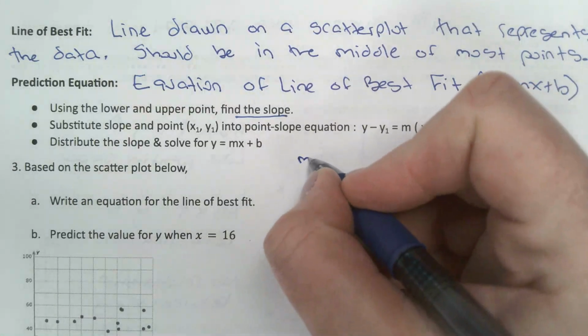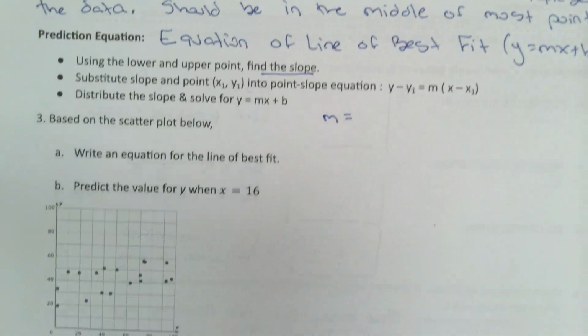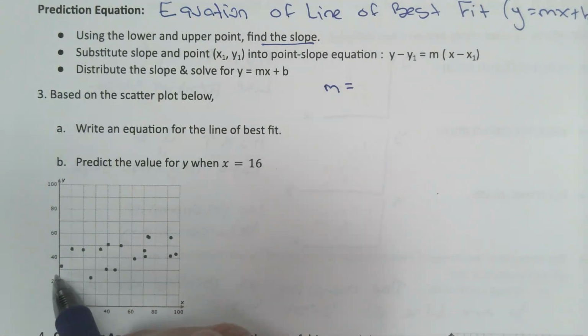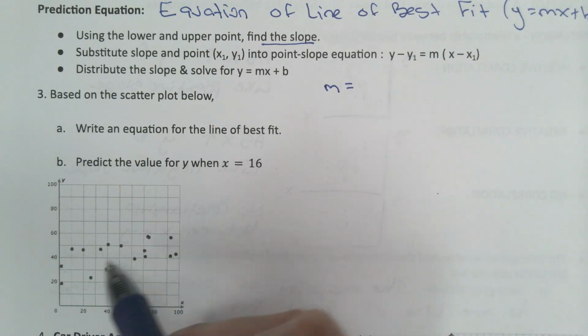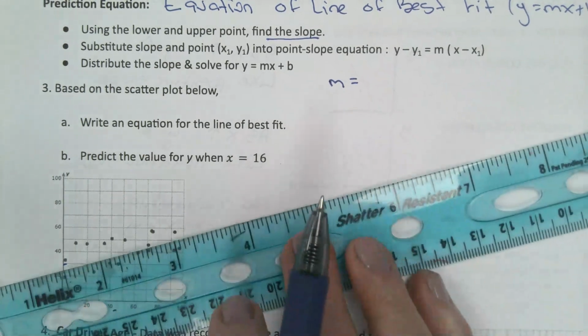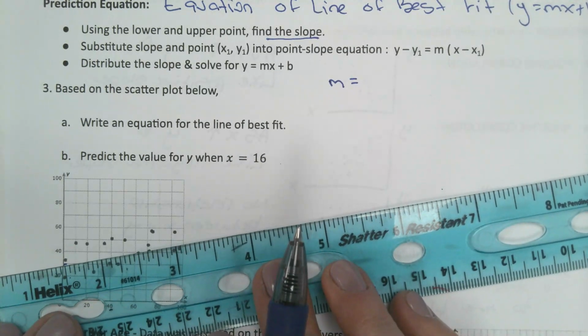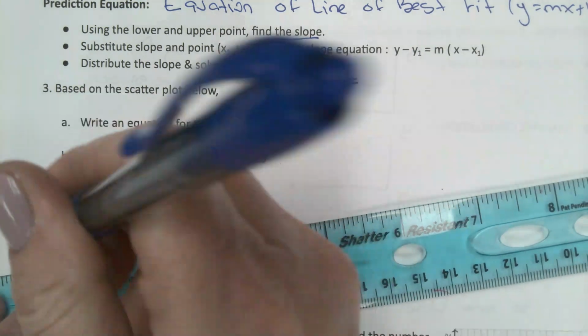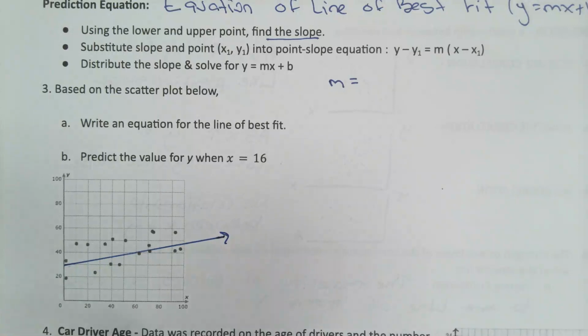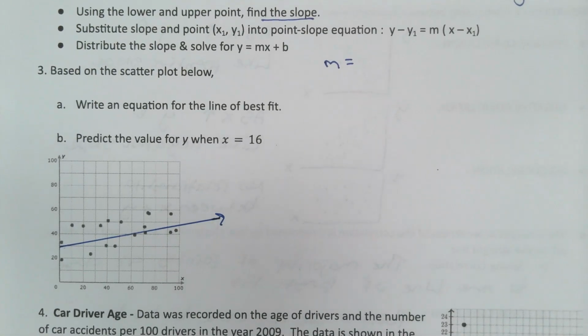All right, so on number 3 here, it says write an equation for the line of best fit. So the first thing you're going to have to do is draw a line in the middle of this data. All right, so it helps when you have, I'm going to go there. That one doesn't seem too bad.